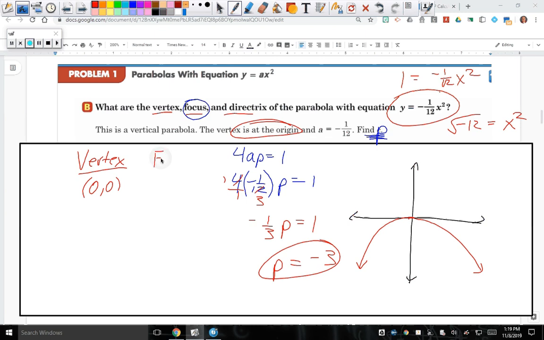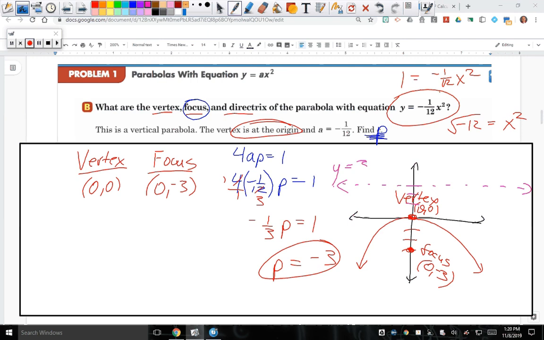So the focus from 0, 0 would be 0, -3. We have the vertex at 0, 0. We have the focus at 0, -3. Anyone, what's the directrix? Not 0, 3. Y equals 3, right? Because this one is a line. So we'll go 1, 2, 3. You should have drawn it like this on your desks. Y equals 3. And you should have labeled it the directrix.